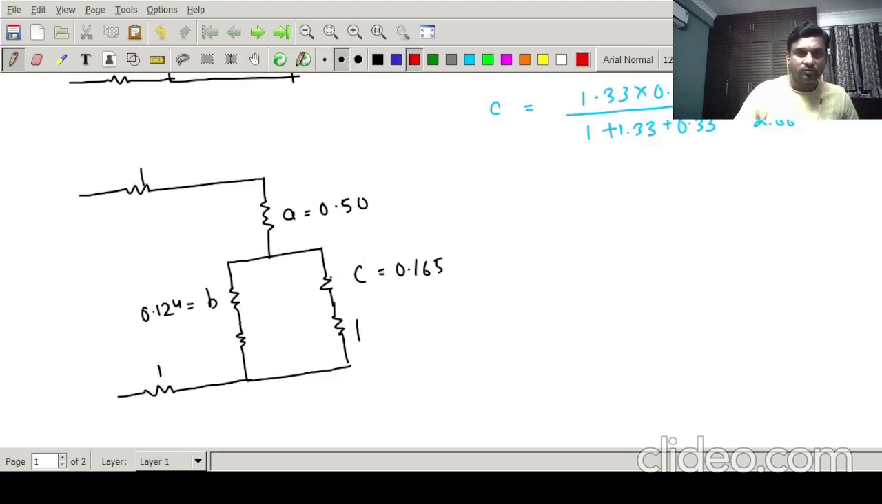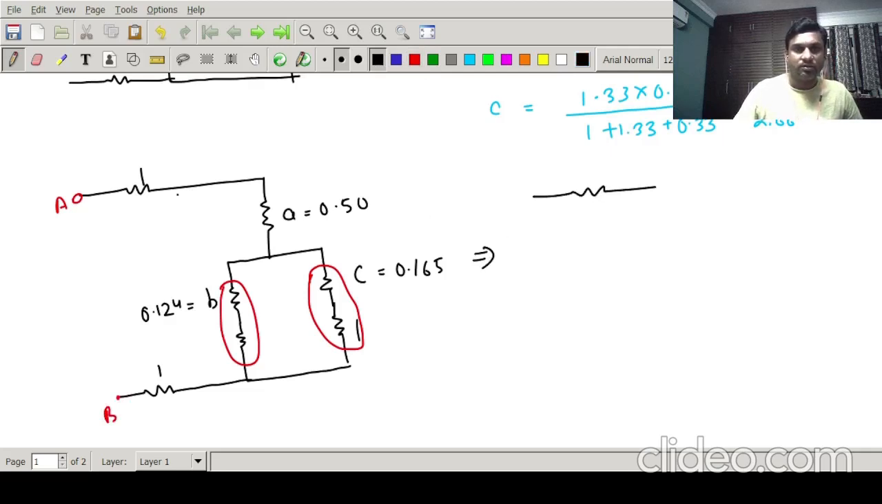Now in this circuit you can see these two are in series and these two are in series. So I can get a circuit like this. Finally this is your A, this is your B. If I redraw again, I will get a circuit like this. So this is your 1 and this is 0.50, both are in series, so I can find out this is 1.5.